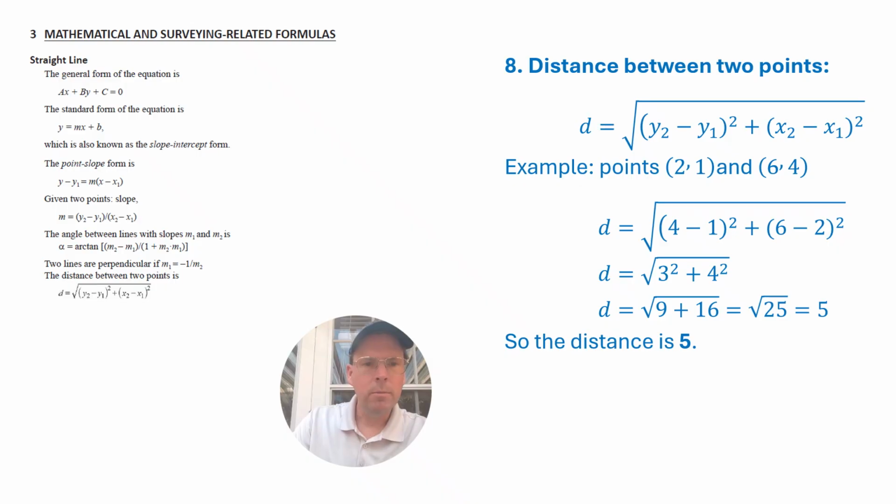Okay, moving right along, the next equation is the distance between 2 points right here. So, for example, I went ahead and wrote out the equation here for you. I'll do an example with 2 points, (2, 1) and (6, 4). You just put the y's and the x's in the formula. Voila, there you have a distance of 5 between those 2 points. Pretty straightforward stuff.